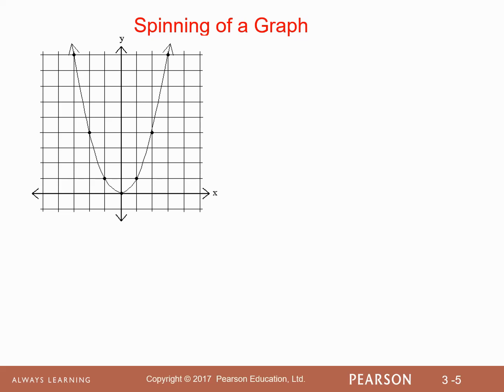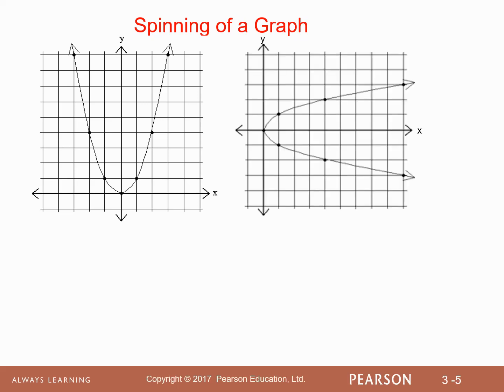Now I want to go into what I call spinning of a graph. So you know what spinning means, right? Yes, very good. Great. Okay, so now we have the same graph I showed you, which is the graph of the function y equal to x squared. We're going to go ahead and put adjacent to it another graph.